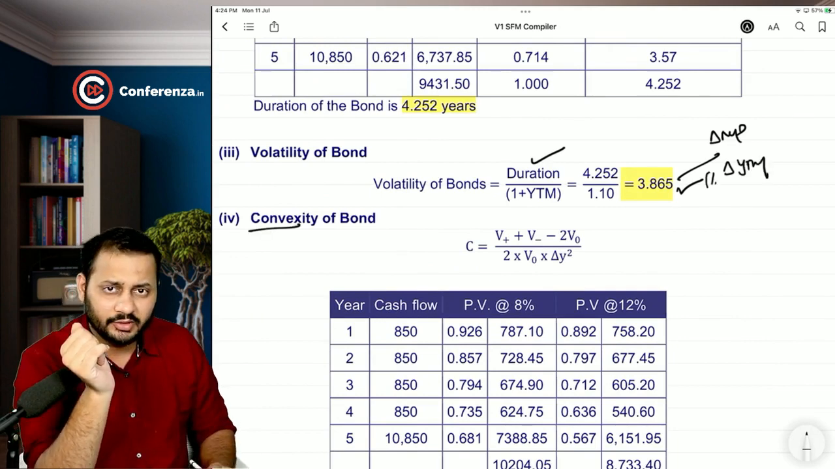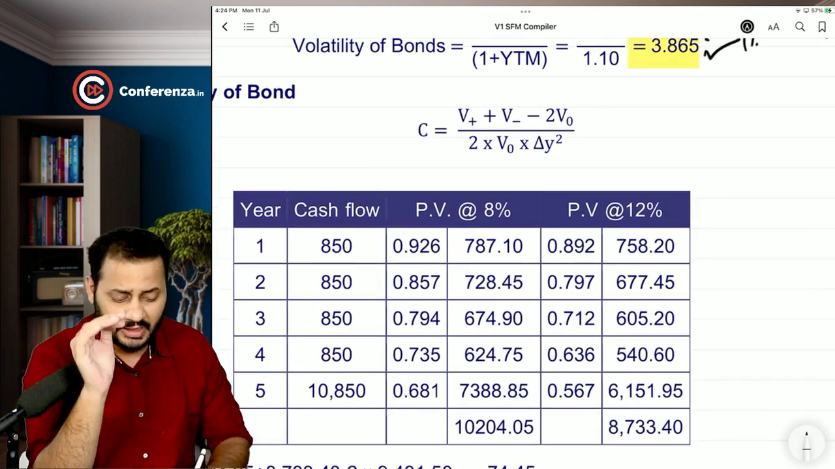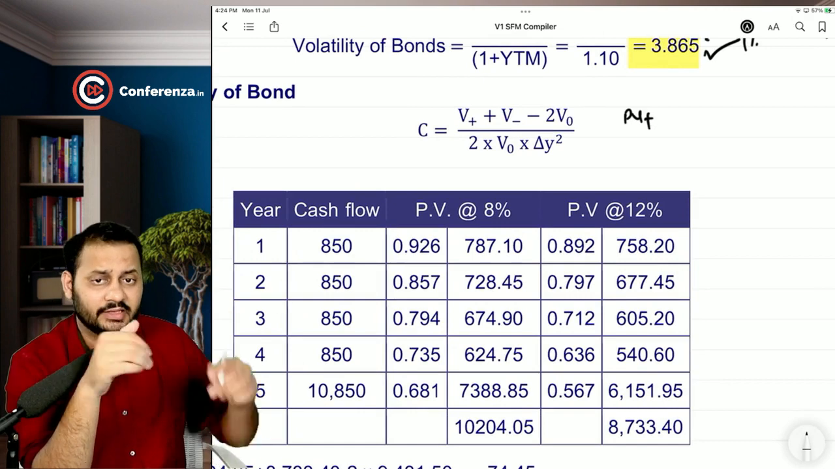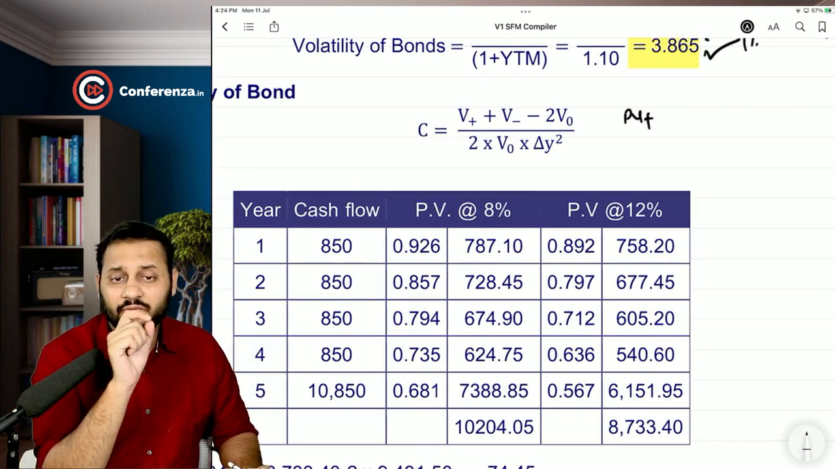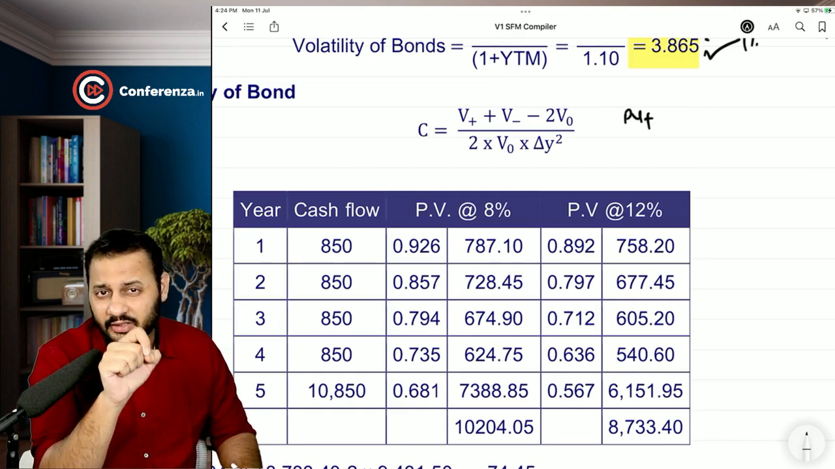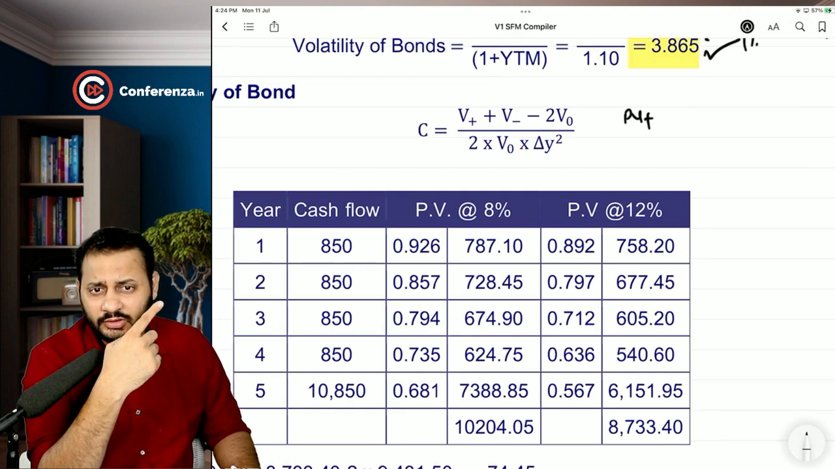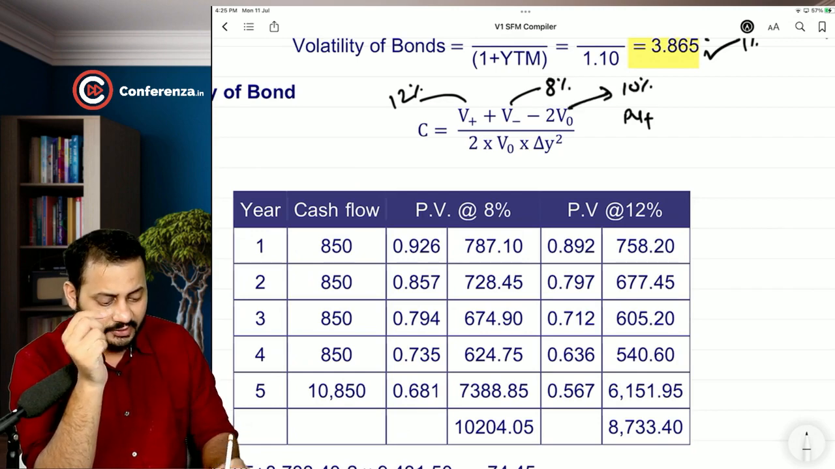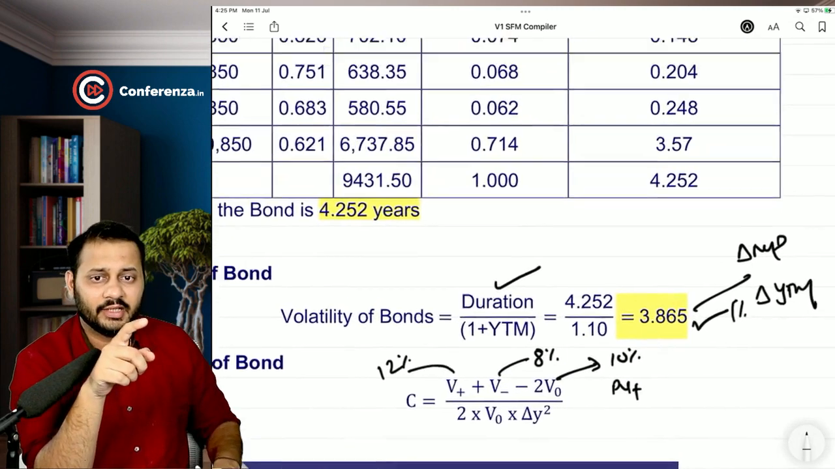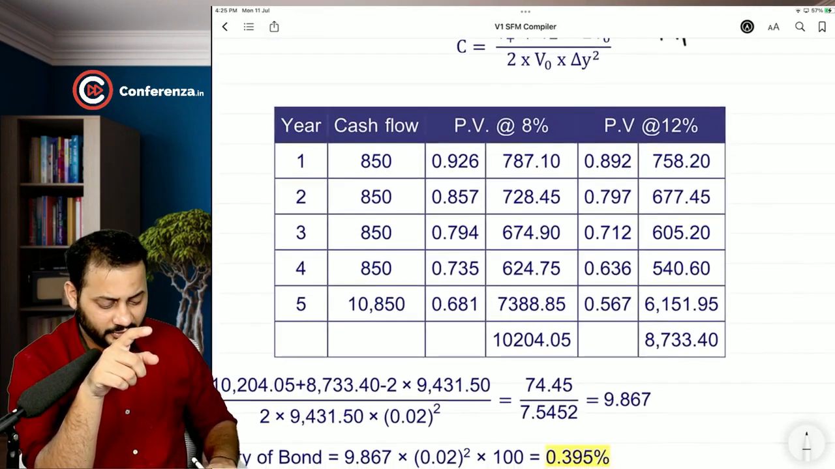Now is the time to calculate the convexity. Please understand, V plus, you can use any variable. I was talking about PV plus and it is given in this formula as V plus. But you need to understand the logic, you should not remember the words or the letters that are used in the formula. So that is the formula. Okay. V plus will be calculated at 12%, V minus will be calculated at 8%, and V0 will be calculated at 10%. V0 has already been calculated at 10%. You can clearly see 9431.5. In a similar manner, you can calculate here also.